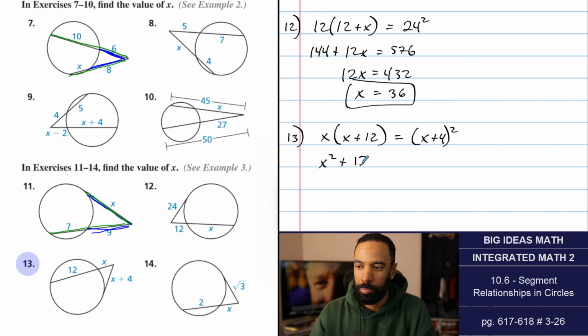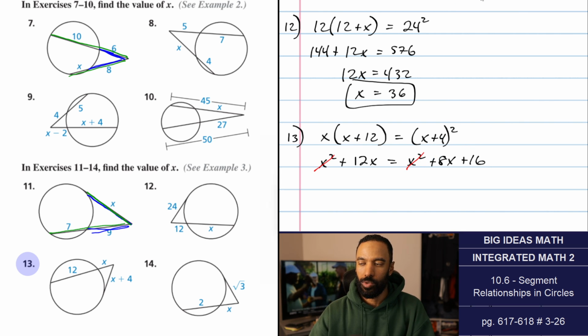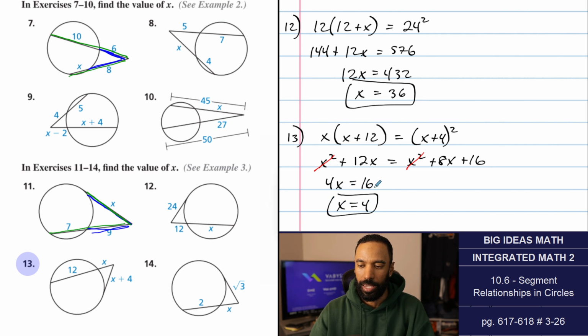We're going to get x squared plus 12x equals. Now this expanded is x squared plus 8x plus 16. We have to remember how those expansions work: a squared plus 2ab plus b squared. The x squareds will subtract and cancel out. I can subtract 8x over to both sides and get 4x equals 16. Divide both sides by 4. I get x equals 4.